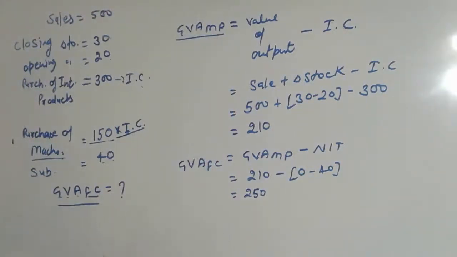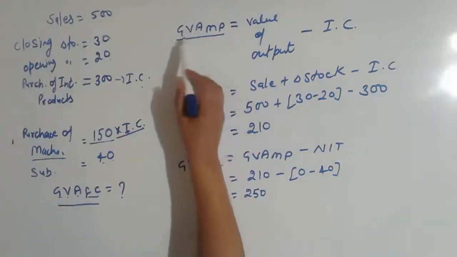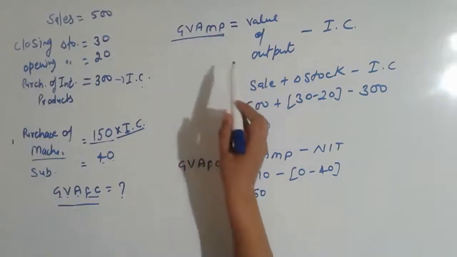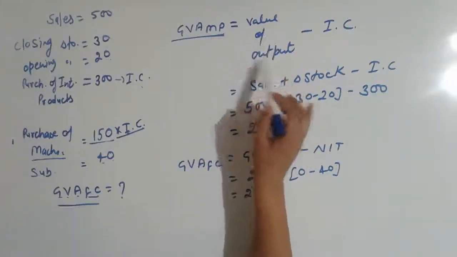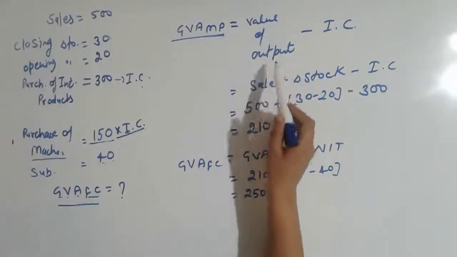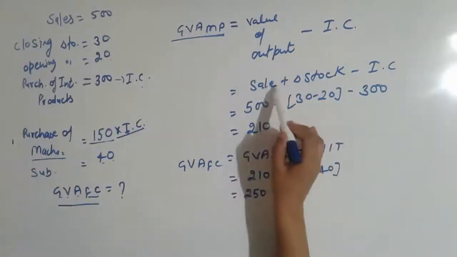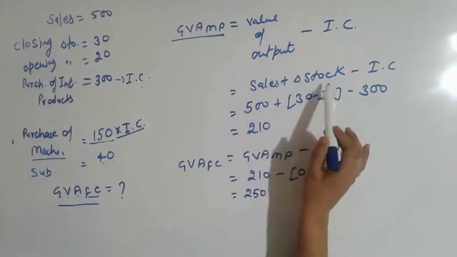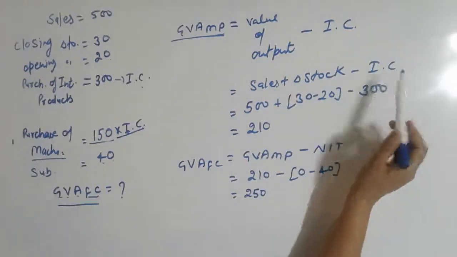You just write which you have learned. You have learned the 4 formulas, and out of those four formulas, one is gross value added at market price equal to value of output minus intermediate consumption, and we know that value of output equal to sales plus change in stock minus intermediate cost.